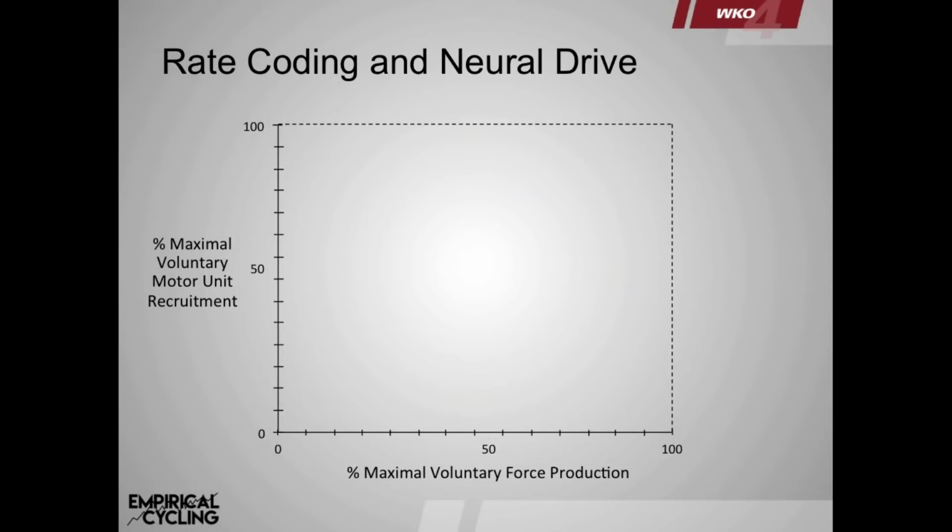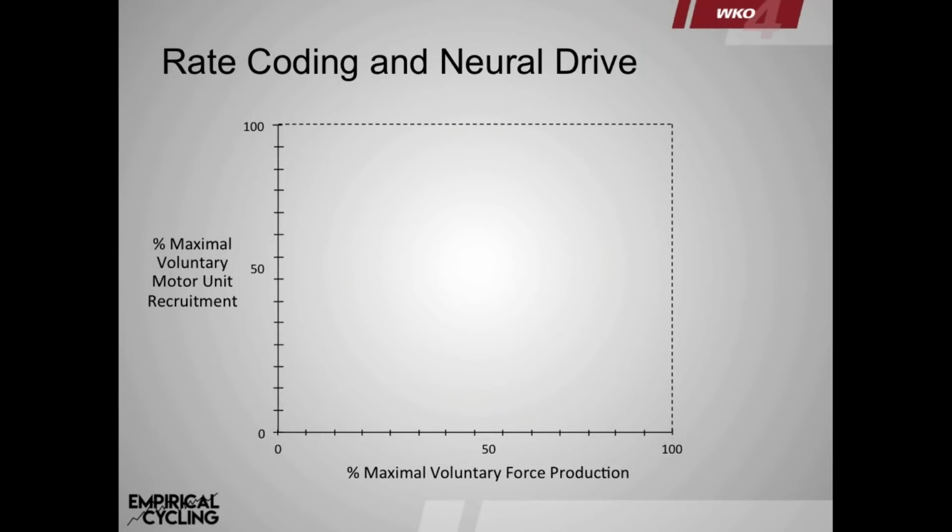So on the x-axis, we have a percentage of maximal voluntary force production. Down here at 0, we're looking at just getting up out of your chair. Up here at 100%, this is the absolute maximum you can produce. And on the y-axis, we have percentage of your maximal voluntary motor unit recruitment.